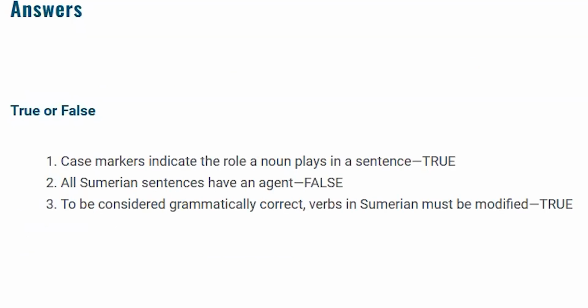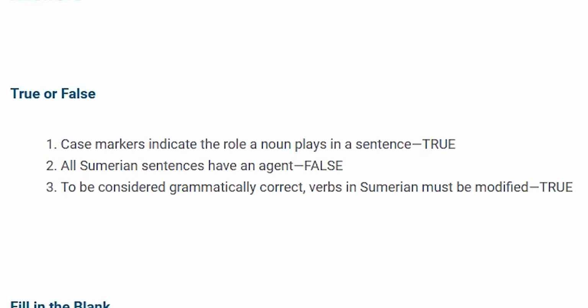True or false, case markers indicate the role a noun plays in the sentence. That is true. All Sumerian sentences have an agent. No, they don't have an agent. Sometimes they don't even have a nominal chain. Sometimes it's just the verbal chain. To be considered grammatically correct, verbs in Sumerian must be modified. That is true.